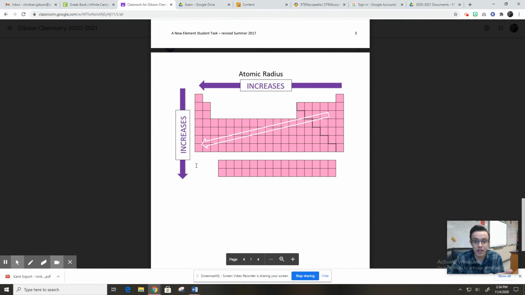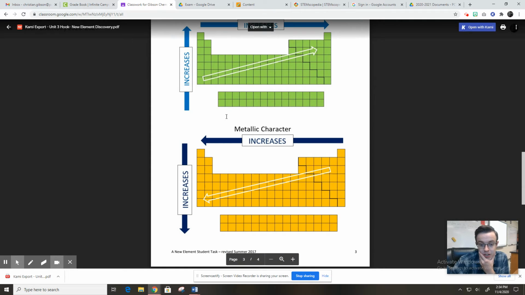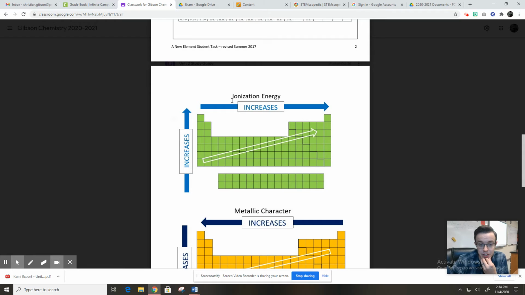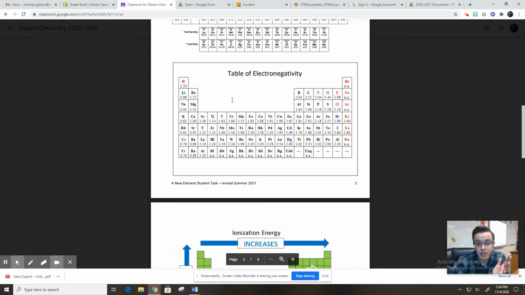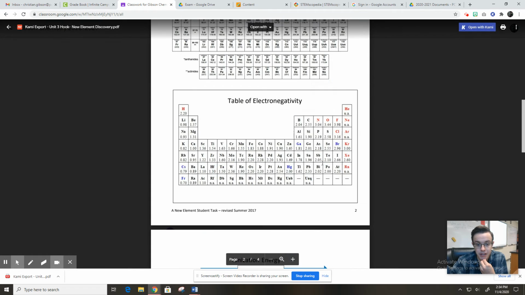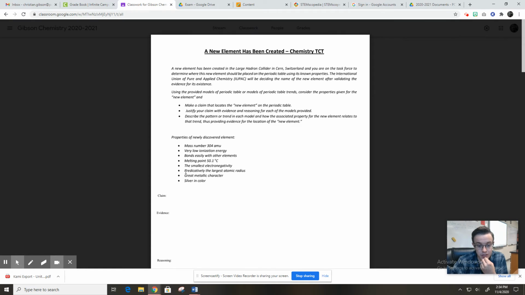So you have the trends and how they behave. You don't necessarily have to know what these mean. You may have no clue in the world what ionization energy is, and that's totally okay for this assignment, because you don't need to know in order to place this on the periodic table. You just need to know how ionization energy is related to the periodic table and what the ionization energy of the element is. Same for electronegativity and all that stuff.